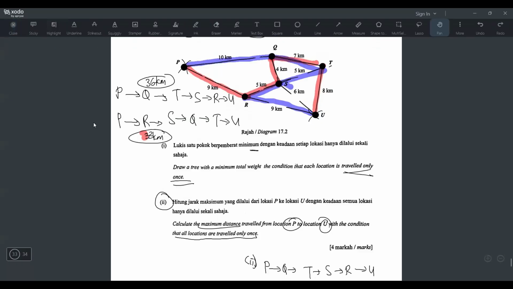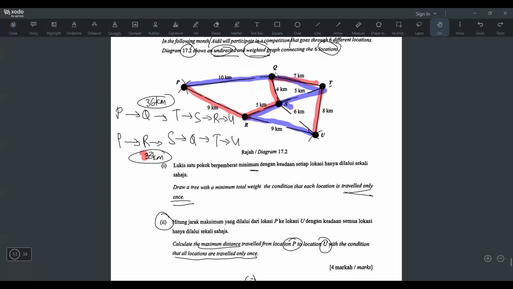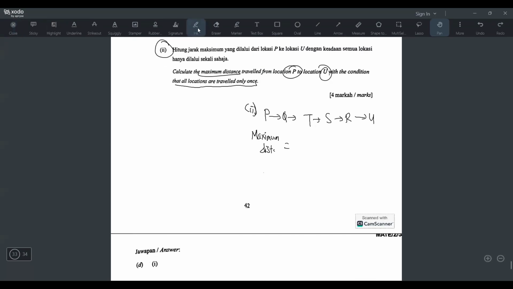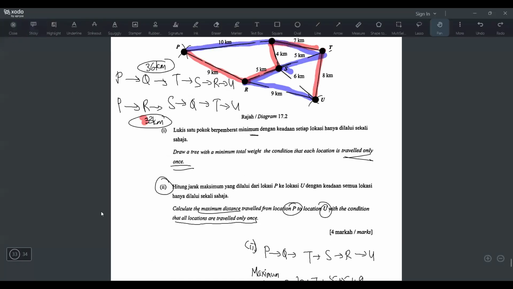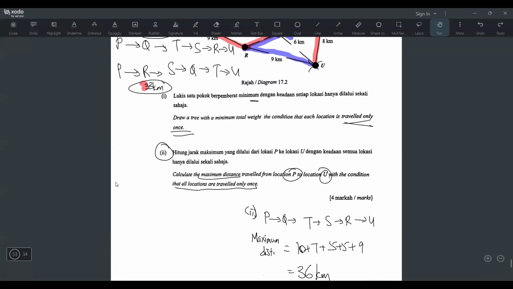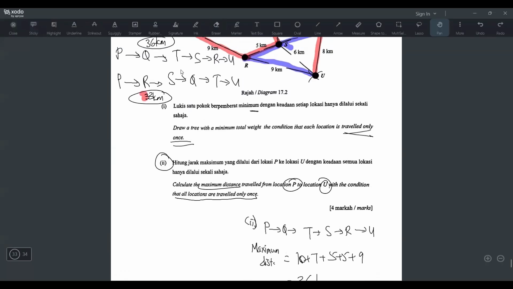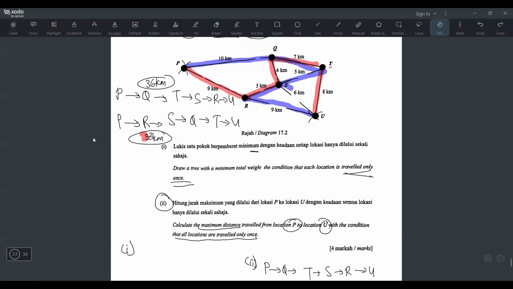So just now how you get it? 10, 7, 5, 5, 9. So 10 plus 7 plus 5 plus 5 plus 9. So it's like 19 plus 17, 36 kilometers. Okay, so this is question number 2. Question number 1, I didn't do it yet. Okay, sorry. I straight away went to number 2.